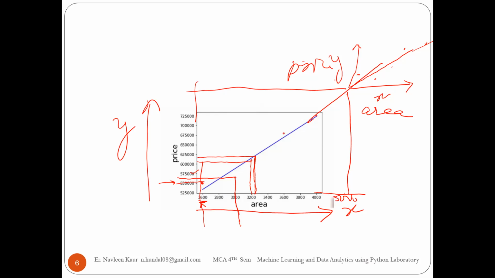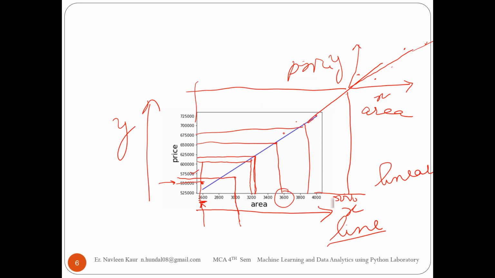So the actual model that we are using here is a line. Whenever a line is there, the model is known as a linear model. On the basis of the intercept of the line, you can predict the price. Now, for example, for 3,300, I have predicted it on the basis of this line. It was somewhat close to 6,18,000. But the actual price is 6,20,000.